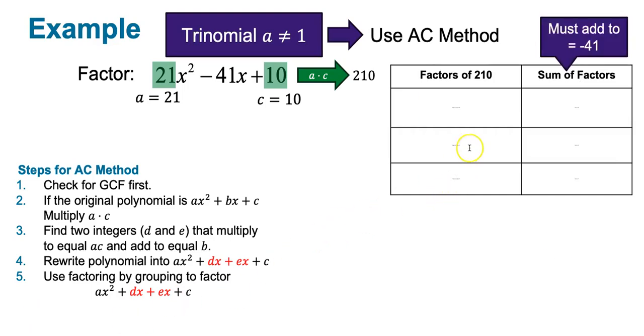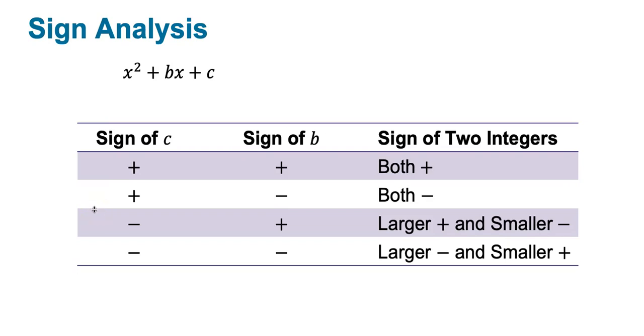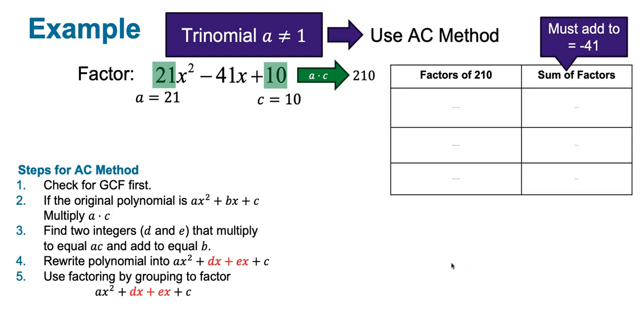Remember the sign analysis. Since 210 is positive, and the numbers must add to a negative, both numbers must be negative. The sign analysis is displayed in this chart, and it's discussed in more detail in a previous video. Let's find negative factors of 210. The first option is negative 1 and negative 210, which add to negative 211, which is not negative 41, so these factors do not work.